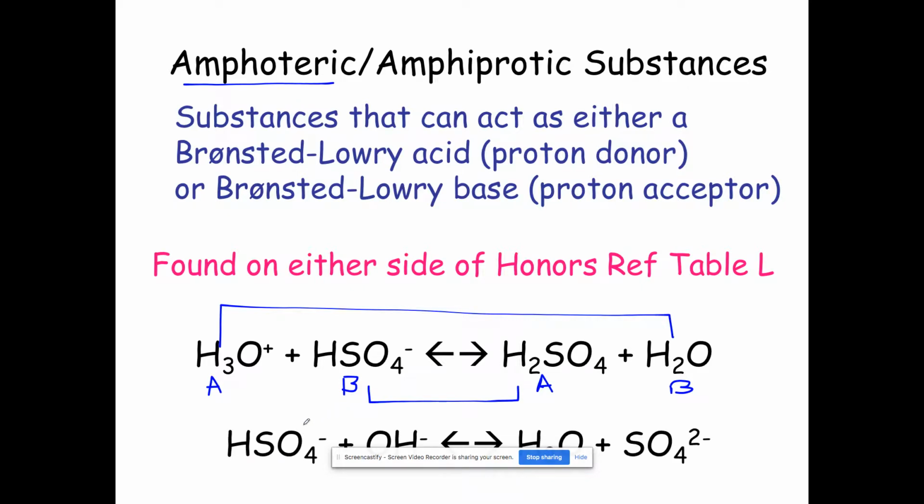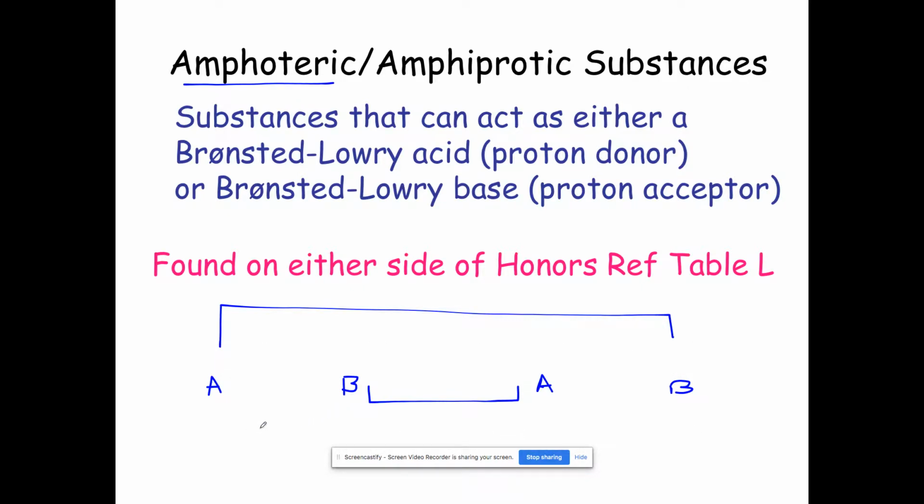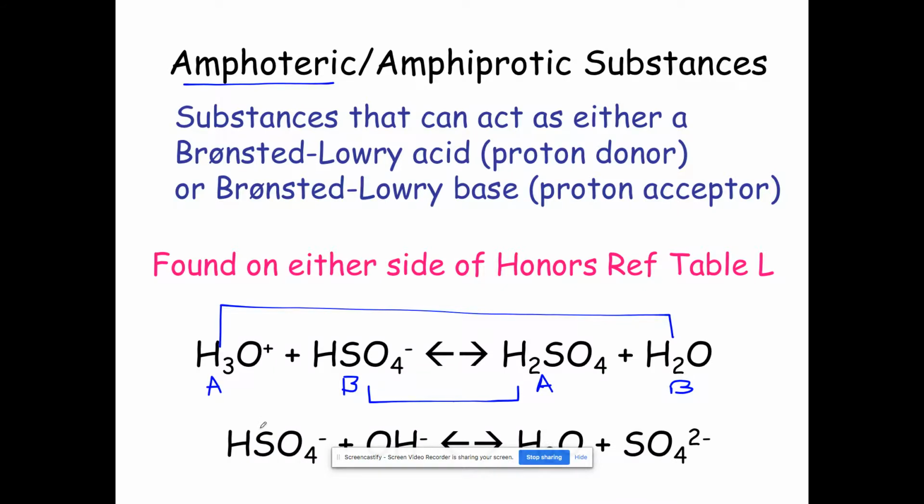So again here, HSO4 minus to SO4 2 minus, looks like I've lost an H, so that's an acid. OH minus to H2O, that must have gained. Going in the reverse, that makes this an acid. Going in the reverse, that makes this a base. If I did that too quickly, please go back to the earlier part and take a look at how to assign those. Acid and base, acid and base.